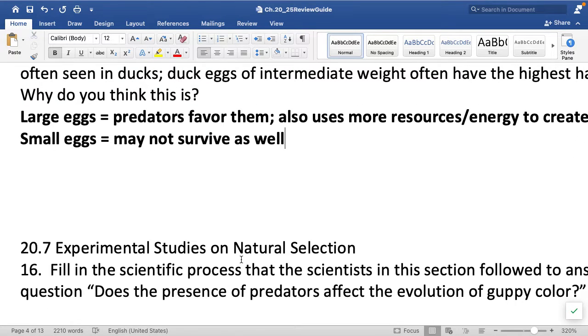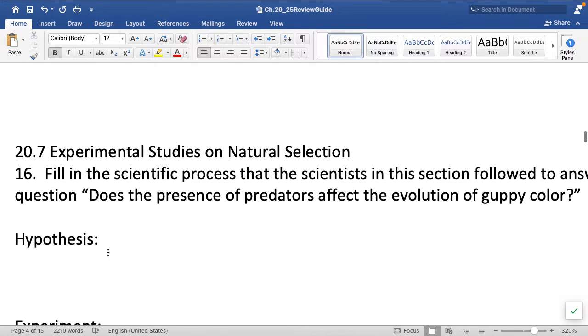Okay, 16. Fill in the scientific process that the scientists in this section followed to answer the question, does the presence of predators affect the evolution of guppy color? This is page 414 through 415. Think about the guppy experiment. Wasn't that the one where one was dull and the other was bright and colorful? So why were the ones dull colored? High predation rates.